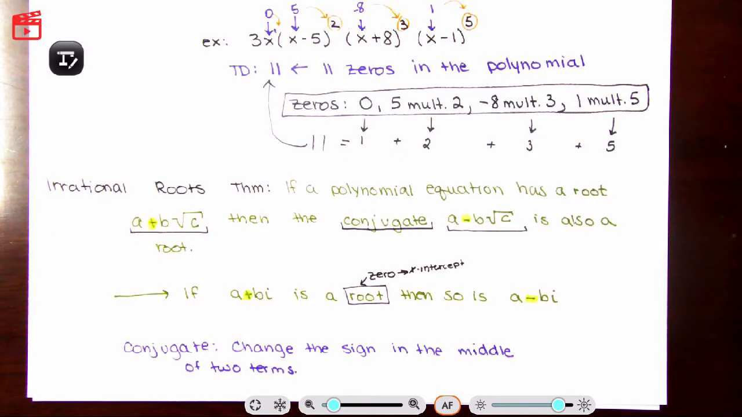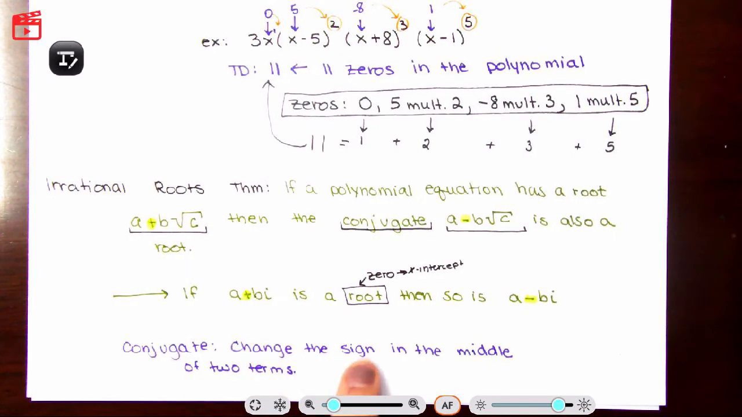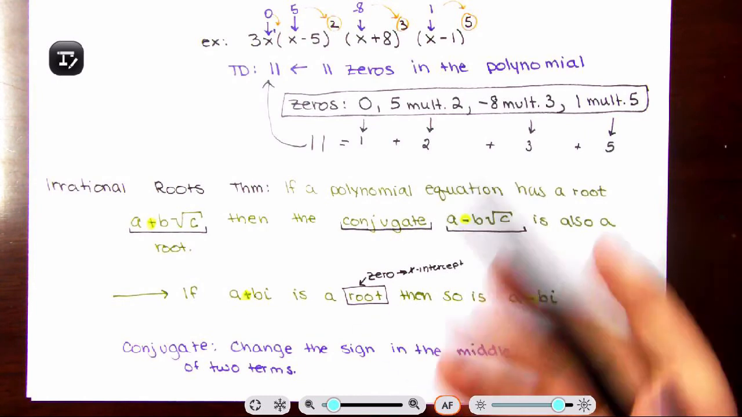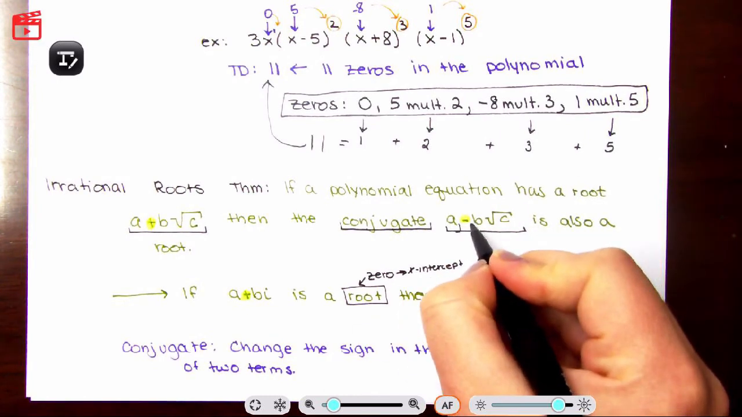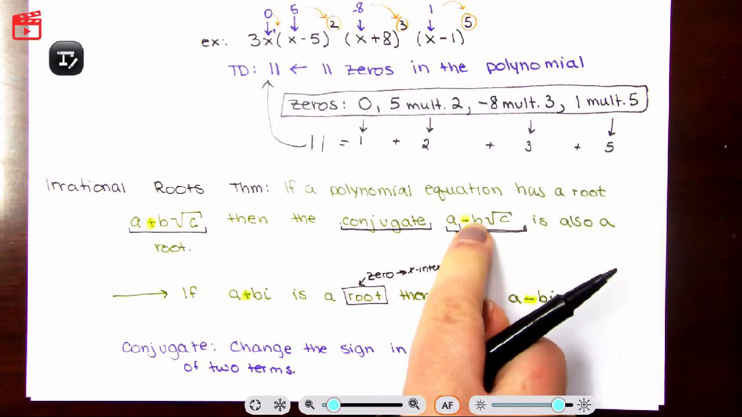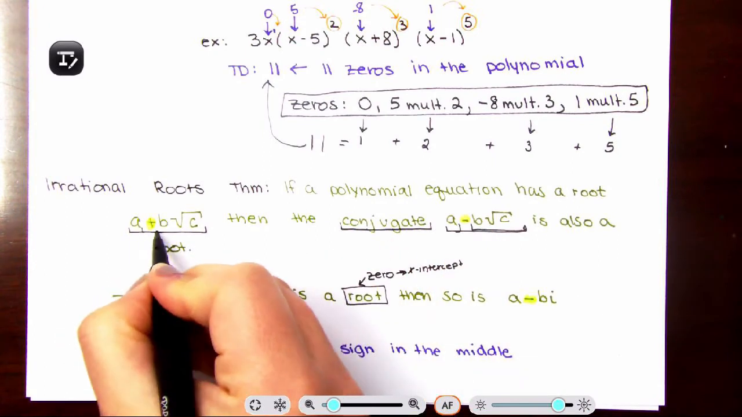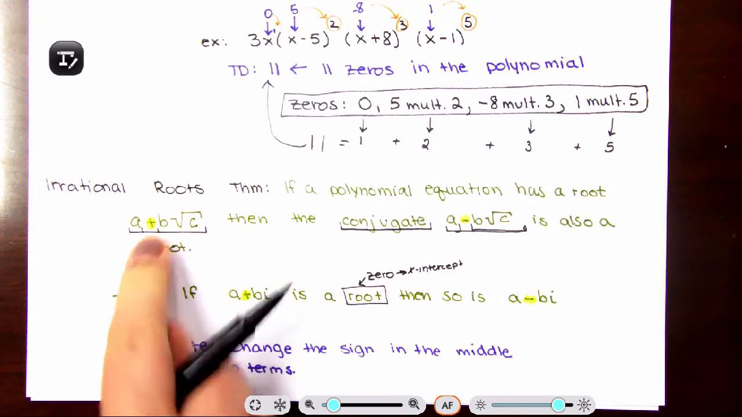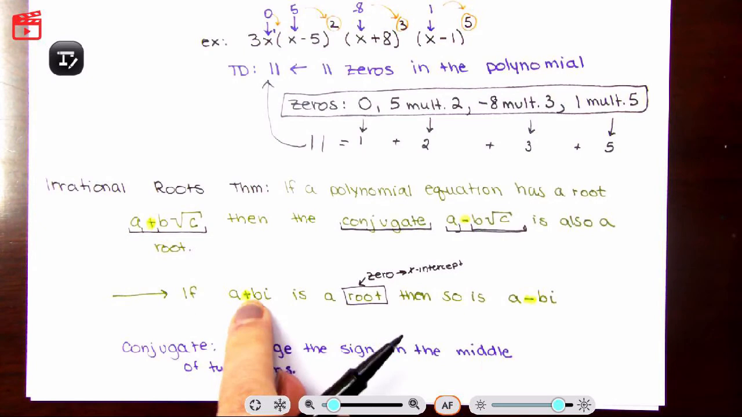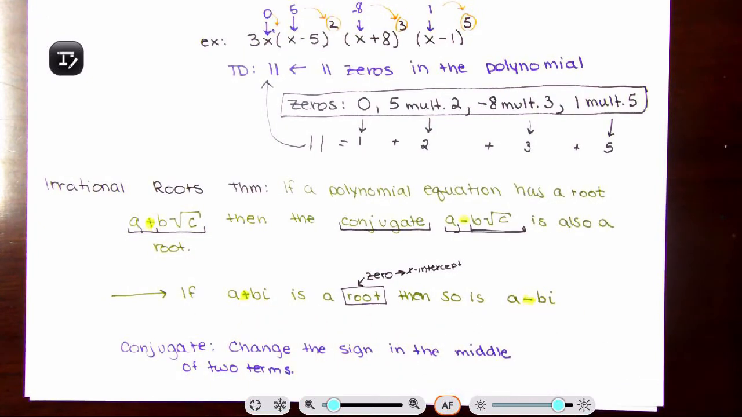to have the conjugate. Now, what is a conjugate? A conjugate is where you change the sign in the middle of the two terms. So here's term 1. Here's the secondary term. You're going to change that sign. So the conjugate is changing the sign.